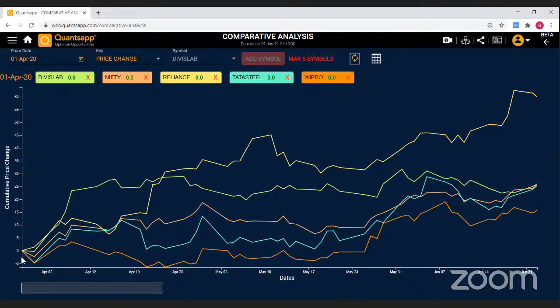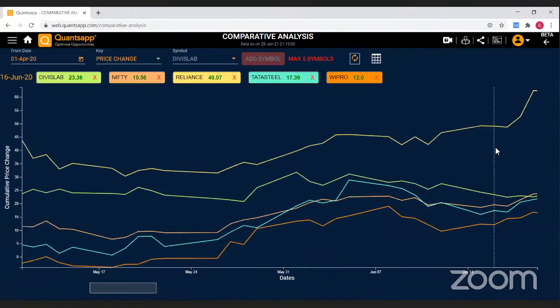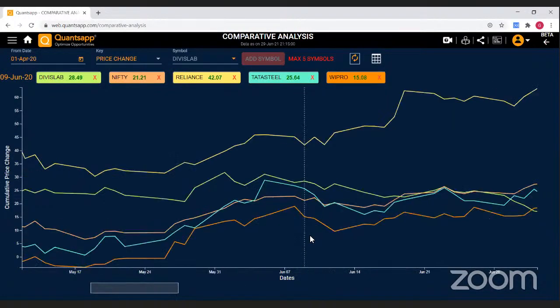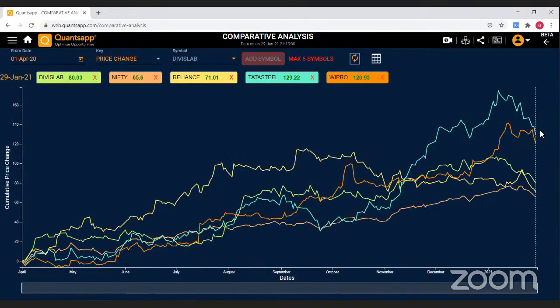So January 1st is my initial time that I'm taking as zero, and from there on I'm comparing. So I'll directly jump to the 29th of January, because today is Sunday and Saturday is a holiday. So the last data we have is for Friday, 29th of January 2021.